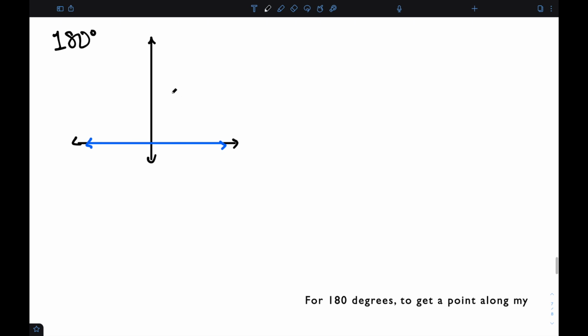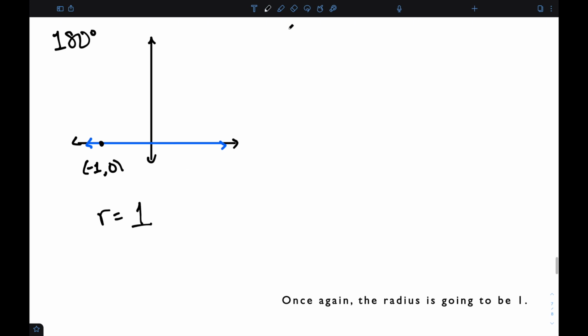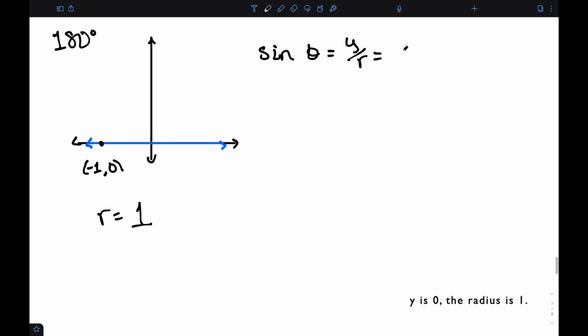For 180 degrees, to get a point along my terminal side, we could use (-1, 0). And once again, the radius is going to be 1. So sine of theta is y over r. Y is 0, the radius is 1, so sine of 180 is 0.